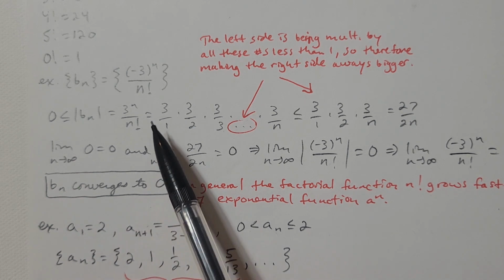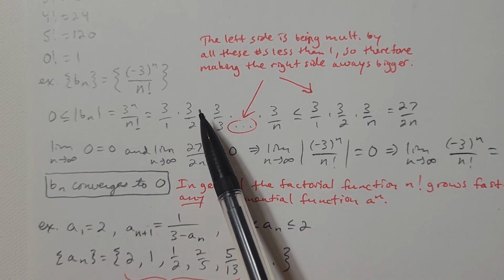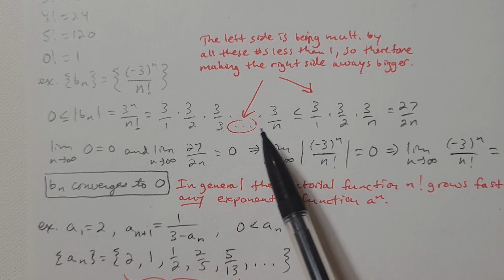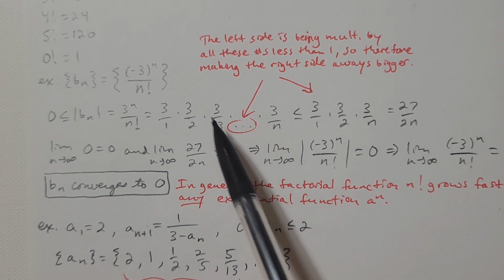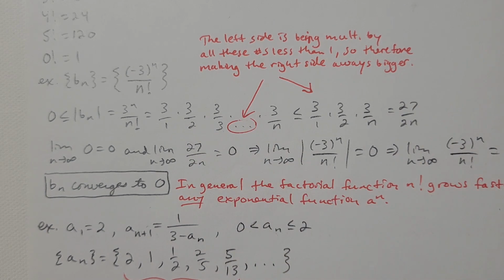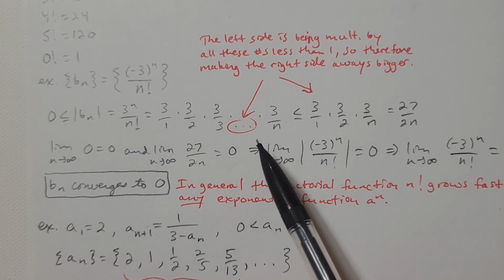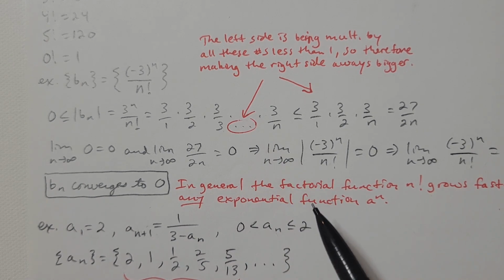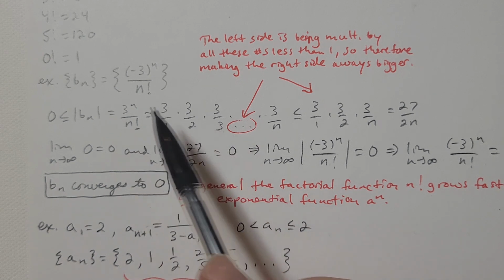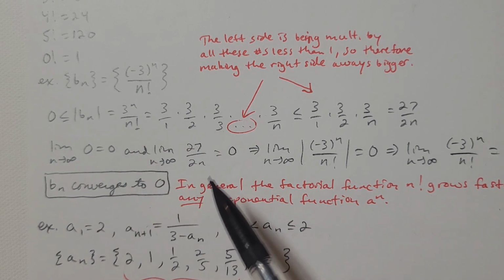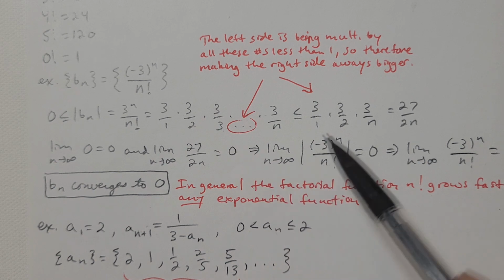3 to the n, that's the same as 3 times 3 times 3 times 3, etc., where I'm multiplying 3 by itself n times. N factorial is 1 times 2 times 3 times 4 times, etc., all the way up to n. And all that is greater than or equal to 0, right? Because all these are positive numbers.